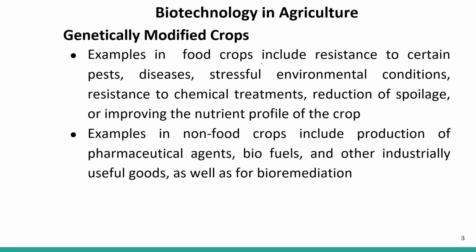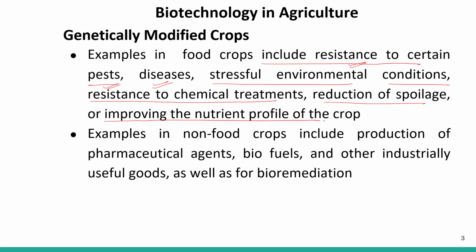Examples in food crops include resistance to certain pests. There are some modified crops, and why have these food crops been modified? Because we want to introduce resistance to certain pests, to certain diseases, to stressful environmental conditions, resistance to chemical treatment, reduction of spoilage, or improving the nutrient profile of the crop. For these many reasons, food crops have been modified.